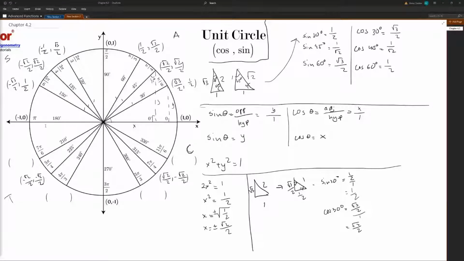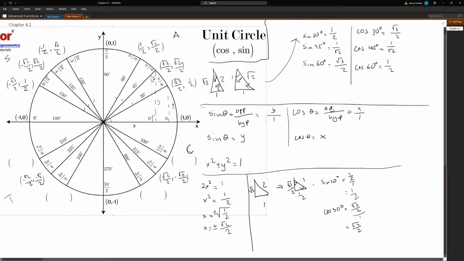Now let's look at t. Again, t means that tan is positive, but we don't have tan in this unit circle, therefore we don't care about it. Here you just need to be careful about how you're copying over your data.